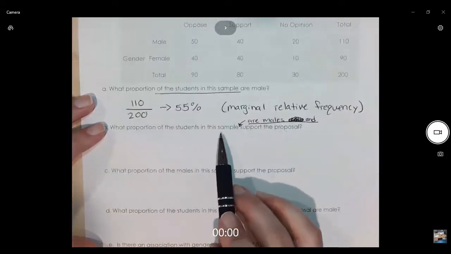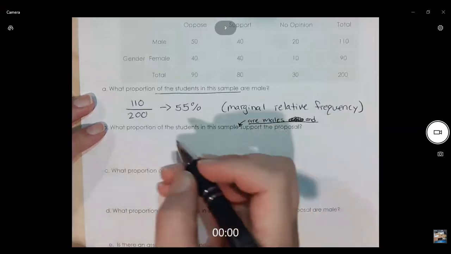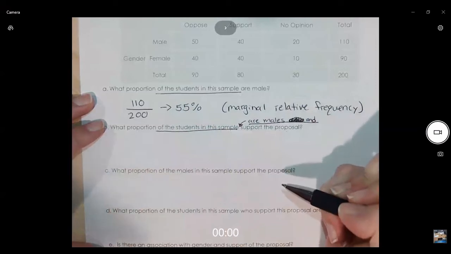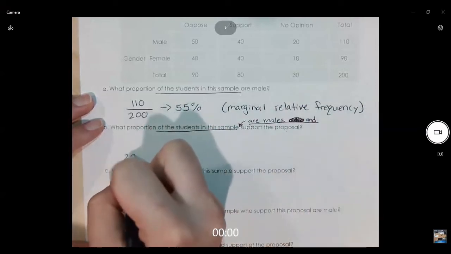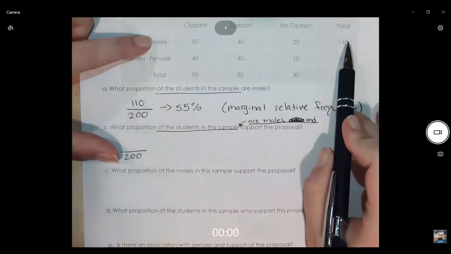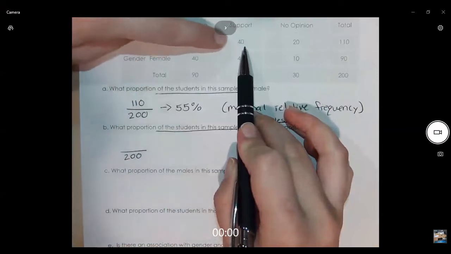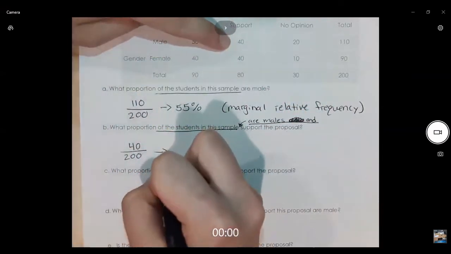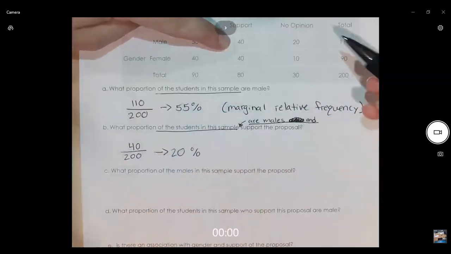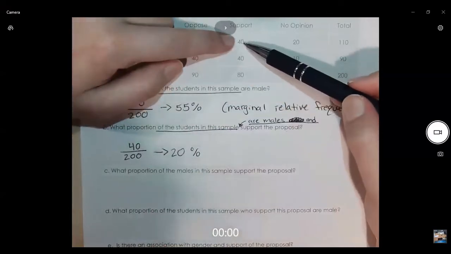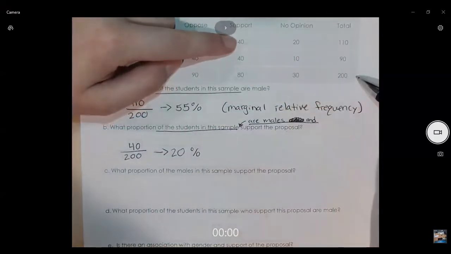The next question says, what proportion of the students in the sample are male and support the proposal? So of all the students in the sample, there's 200 students, and I want to know how many specifically are male, but they support the proposal. So there's 40 of those that are male that support. So that's 40 out of 200, and that percentage is 20%. This is an example of joint relative frequency because it takes one of our joint values and creates a relative frequency out of our total.